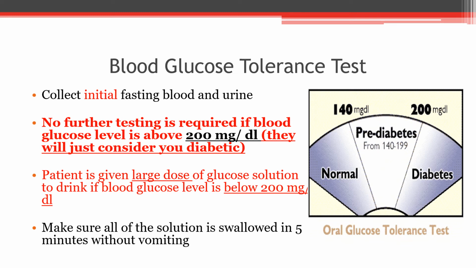Blood glucose tolerance test. Collect initial fasting blood and urine. No further testing is required if the blood glucose level is above 200 mg/dL. They will just consider you diabetic. The patient is given a large dose of glucose solution to drink if the blood glucose level is below 200 mg/dL. Make sure all of the solution is swallowed in 5 minutes without vomiting.